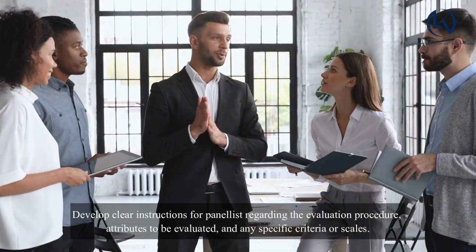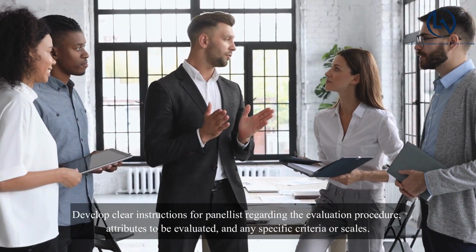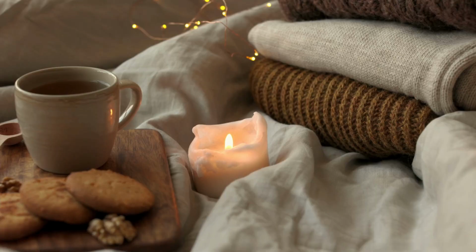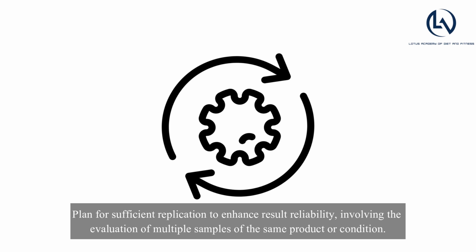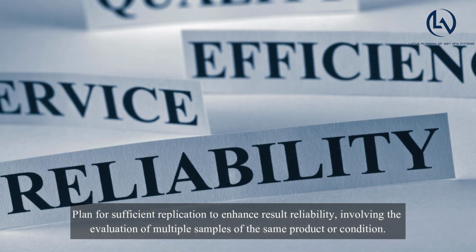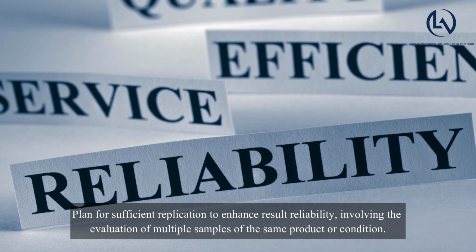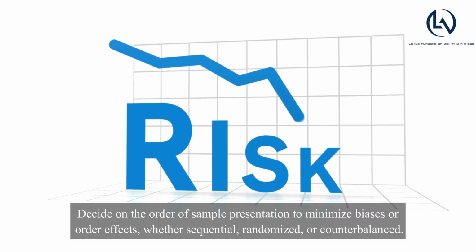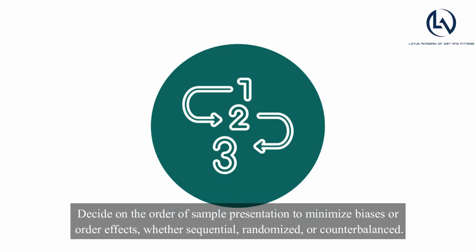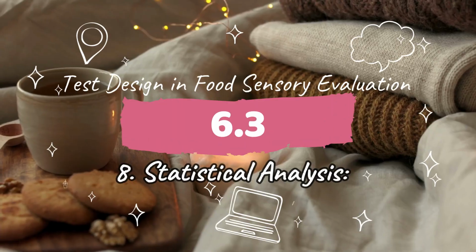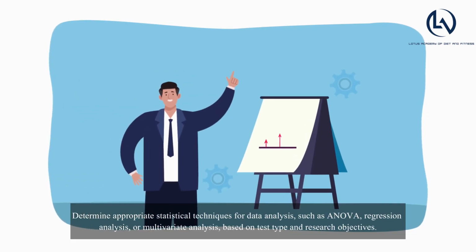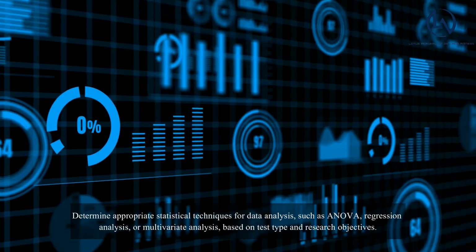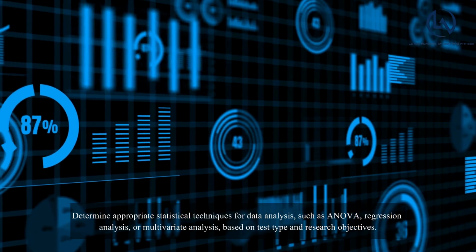Panelist instructions. Develop clear instructions for panelists regarding the evaluation procedure, attributes to be evaluated, and any specific criteria or scales. Replication. Plan for sufficient replication to enhance result reliability, involving the evaluation of multiple samples of the same product or condition. Presentation order. Decide on the order of sample presentation to minimize biases or order effects, whether sequential, randomized, or counterbalanced. Statistical analysis. Determine appropriate statistical techniques for data analysis, such as ANOVA, regression analysis, or multivariate analysis, based on test type and research objectives.